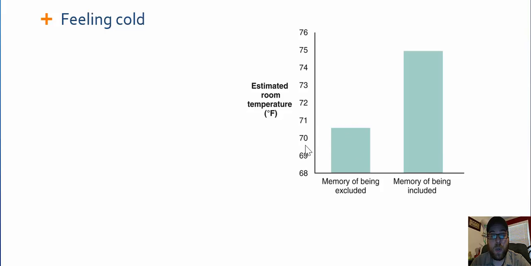What we find is that those who had a memory of being excluded, on average, rated the room at just between 70 and 71 degrees, while those who had a memory of being included rated the room much warmer at 75 or so degrees. So we could conclude that people who are asked to remember something that excludes them perceived the room to be more cold. If you've ever heard the phrase, the cold shoulder, this may have something to do with that. Feeling excluded feels physically cold.